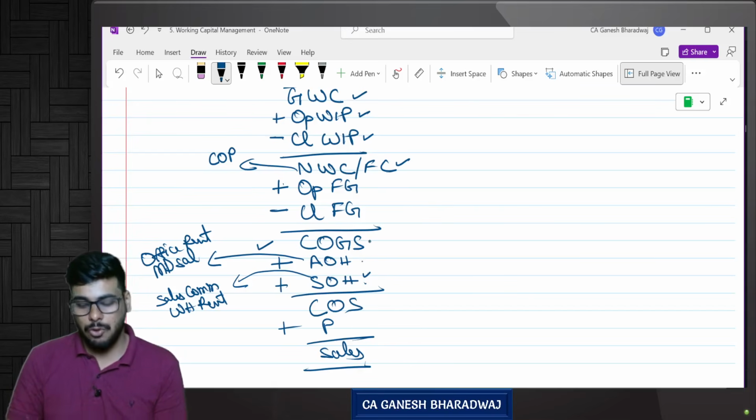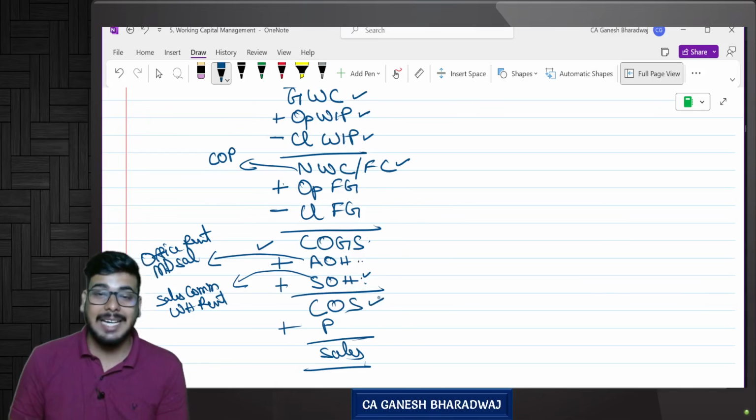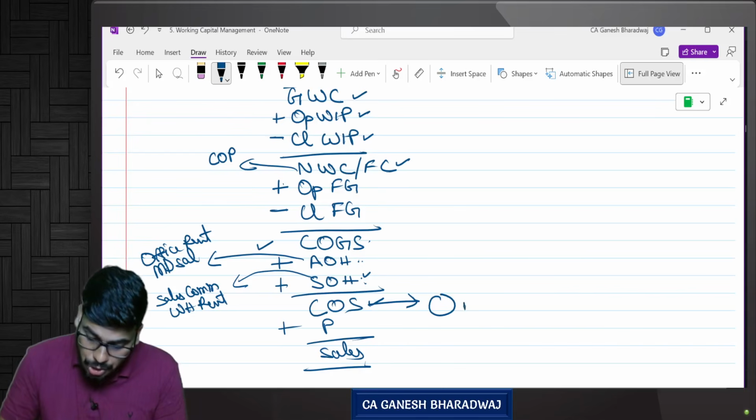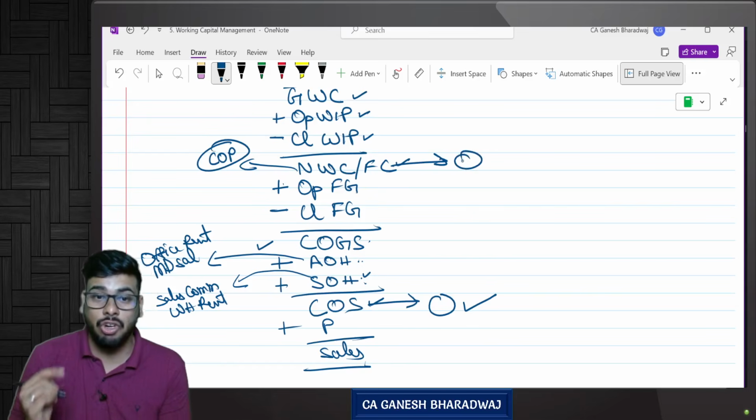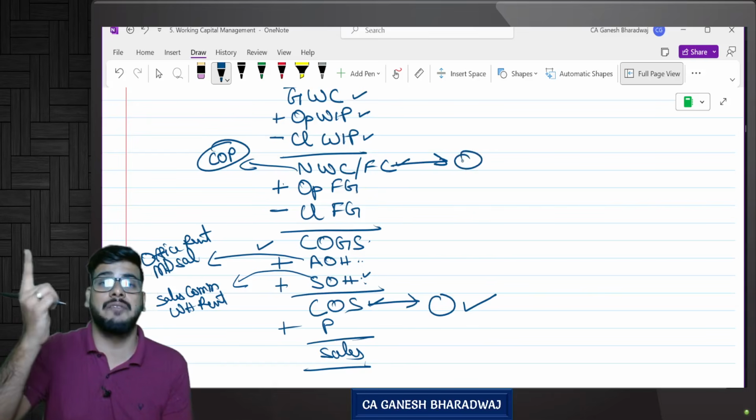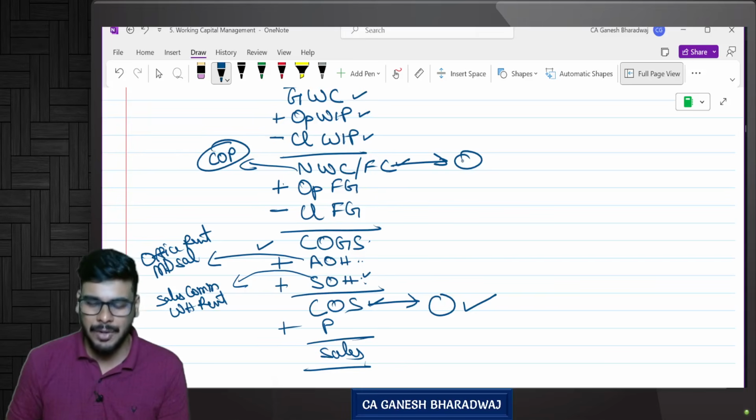So to my cost of goods sold, if I add my administrative overheads and selling overheads, I get the cost of sales. What do you mean by cost of sales? The cost incurred in respect of every unit sold. Whereas what is the cost of production? This is nothing but the cost incurred in respect of every unit produced.